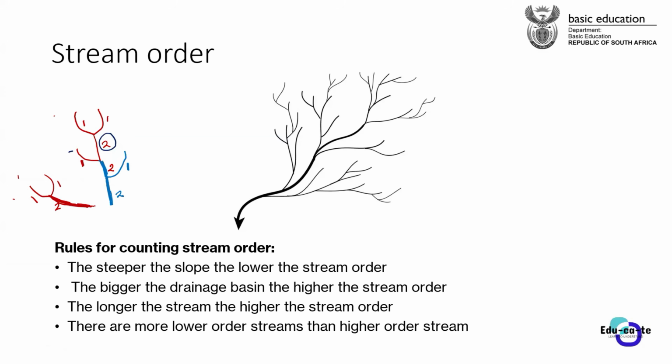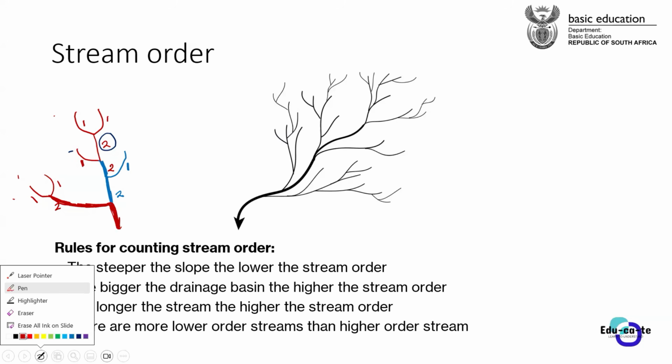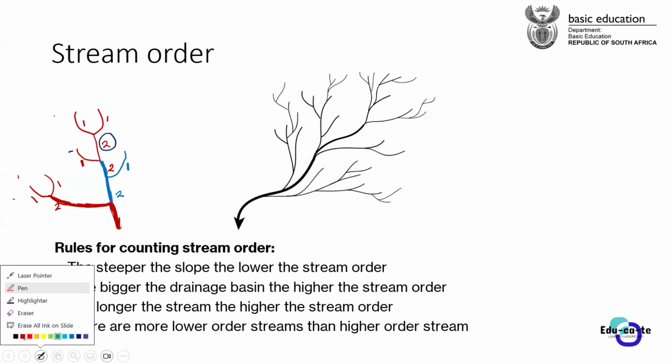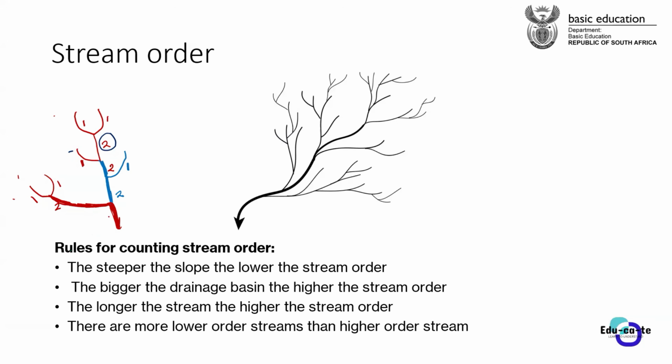When it joins with another second order stream, they can make a third order stream. So when these 2 join together at the confluence, when they flow into each other, they're going to form a new stream. Let me just use another color. Another color won't work here, so let's just use the one that we're using. So they're going to form a new stream here. And this new stream is going to be a third order.